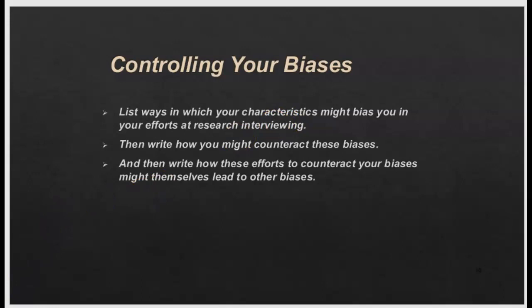Once you have written out all your biases, then you want to write down how you might counteract these biases. What ways will you be vigilant during your interviewing to make sure that you don't let those biases actually get involved in the interview? And then make sure that you double check that your counteracting of biases doesn't actually lead to other biases themselves. Trying to seem too neutral about a topic could actually make yourself seem uncaring or unresponsive to someone. So make sure that you consider that side of the coin as well.